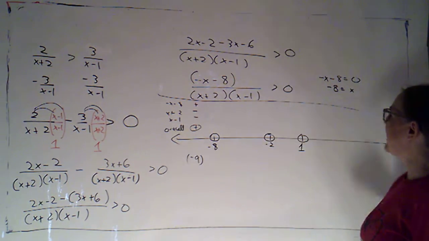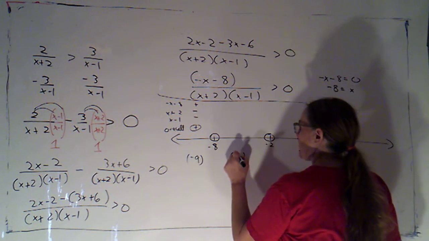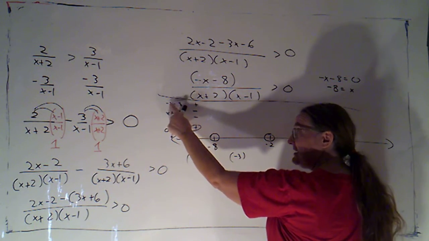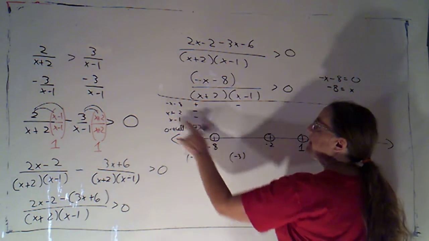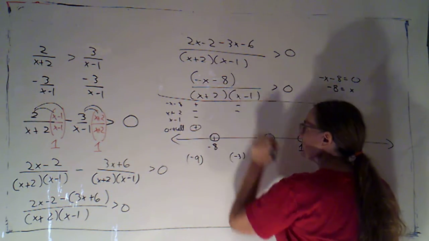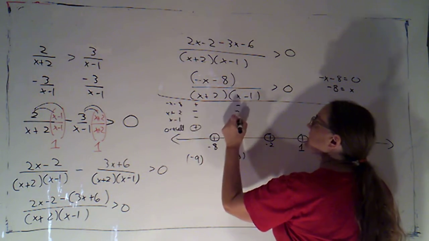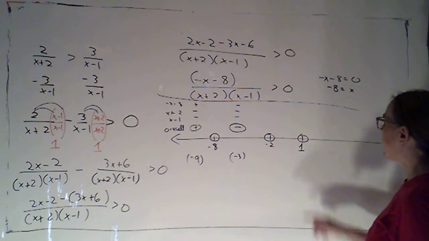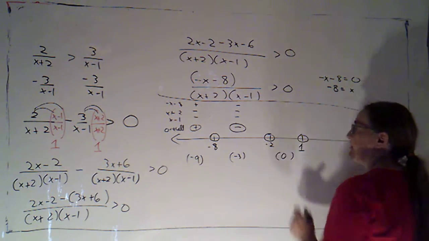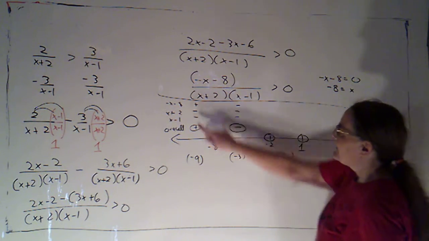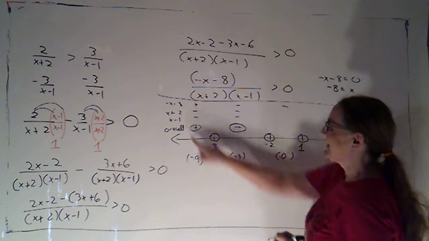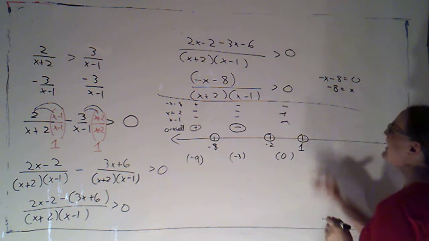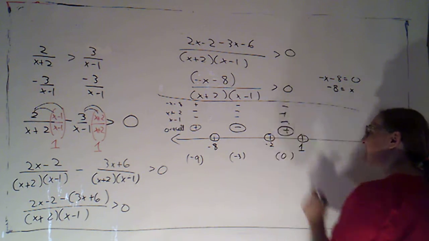All right, between negative 8 and negative 2, I'll just try negative 3. The opposite of negative 3 is positive 3. Minus 8 is negative. Negative 3 plus 2 is negative. Negative 3 minus 1 is negative. 3 negatives are going to give me a negative. Between negative 2 and 1, I'm just going to plug in 0 because I can. That's going to give me negative 8, which is negative. Positive 2, which is positive. And negative 1, which is negative. So 2 negatives and a positive will make that positive.